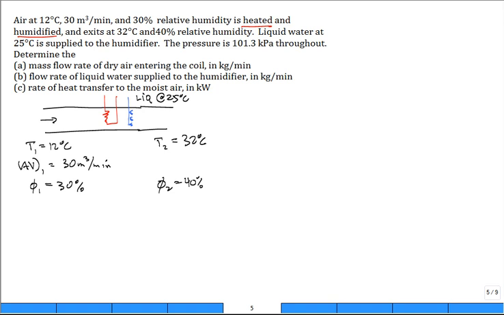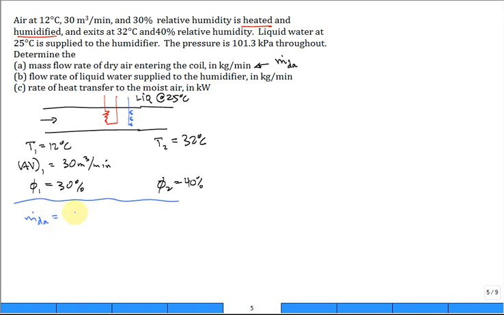Determine the mass flow rate of the dry air entering the coil in kilograms per minute. So what symbol are we looking for? Mass flow rate, dry air, m dot, subscript dA, in units of kilograms per minute. So how are we going to solve for m dot dA?